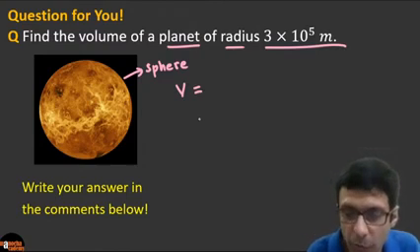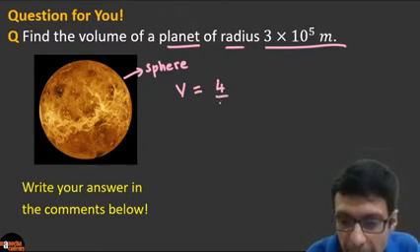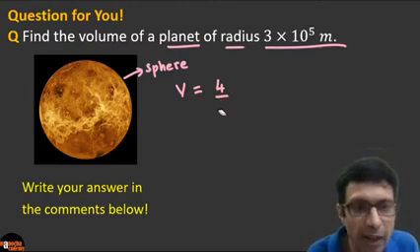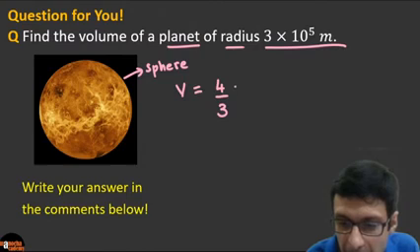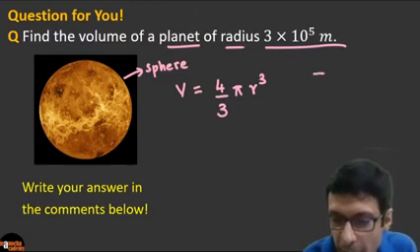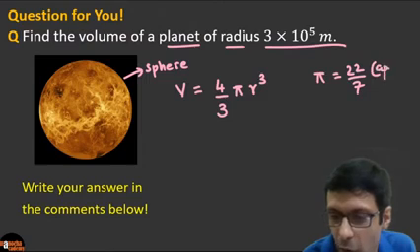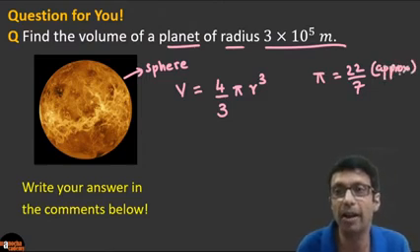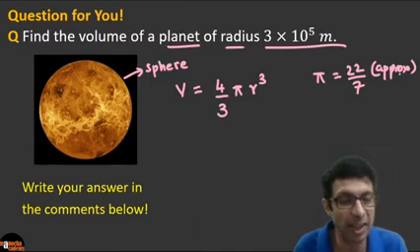Okay, volume of a sphere is 4 by 3 pi r cube, right? And you can take the approximate value of pi. You can take pi to be 22 by 7, the approximate value, or 3.14, whatever value you want, right? So 4 by 3 pi r cubed, okay? Can you see there's an exponent there?